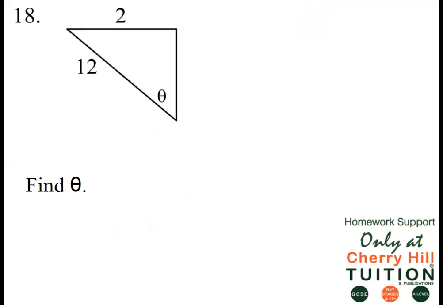Question 18. So let's start by labeling our triangle. So the hypotenuse is the side opposite the right angle. The opposite is the side opposite the theta angle, and the adjacent is the base angle. So we have been given the hypotenuse and the opposite.